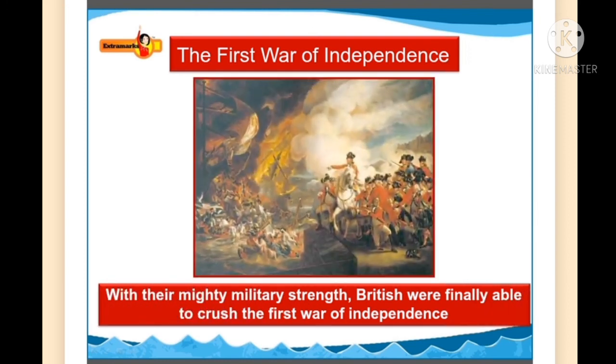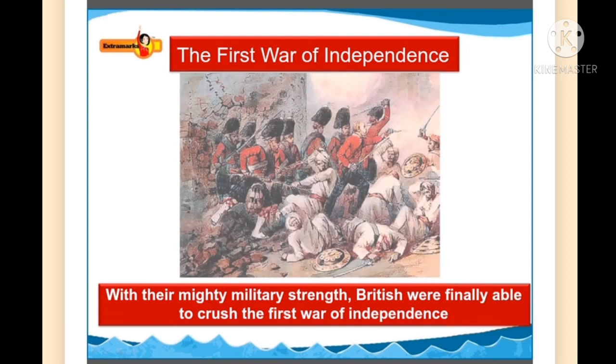However, the British had great military strength and superior weapons. Many Indians were on the side of the British. The First War of Independence was finally crushed.